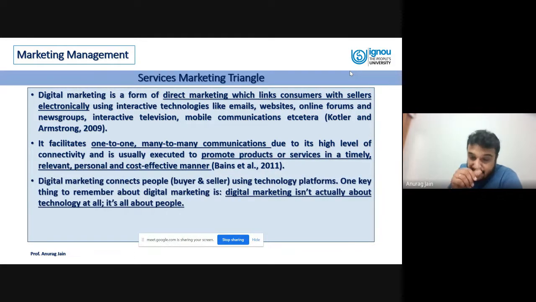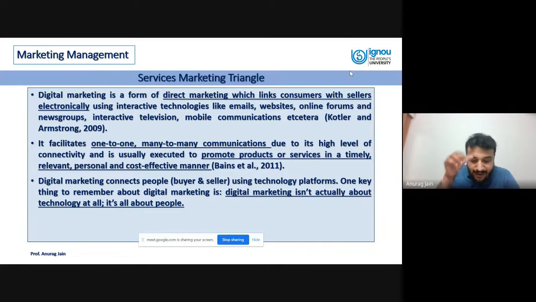It also connects people, buyer and seller, using technology platforms. There are two parties we have been discussing since the beginning. The marketplace consists of people, and who are the people? Buyers and sellers. Nowadays these buyers and sellers are connected online, and we use the other term e-commerce, where buyers and sellers are both connected. But one key thing we have to remember is that digital marketing is actually not at all about technology. It's always about people.